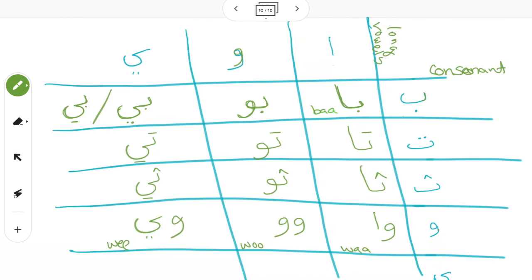So if it helps, you can write these out for yourself. Make sure that you're doubling that sound. Ba, boo, be. Ta, tu, ti. Tha, thu, thi. And go ahead and do ya.